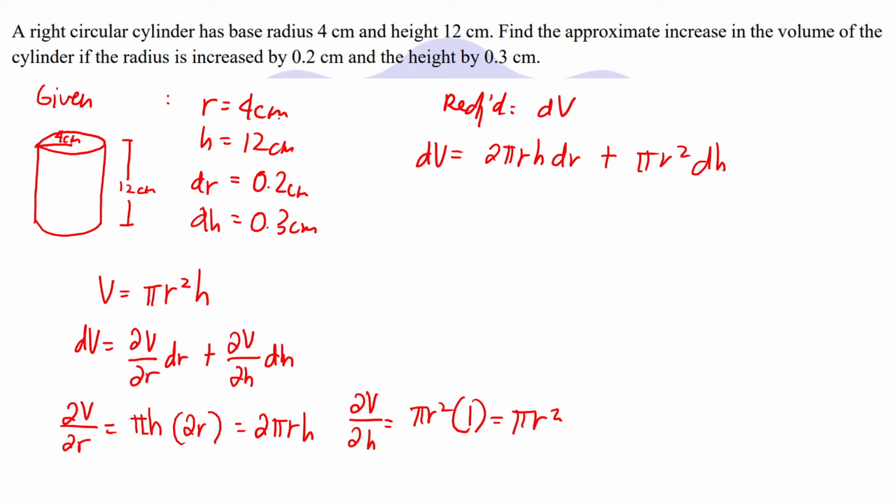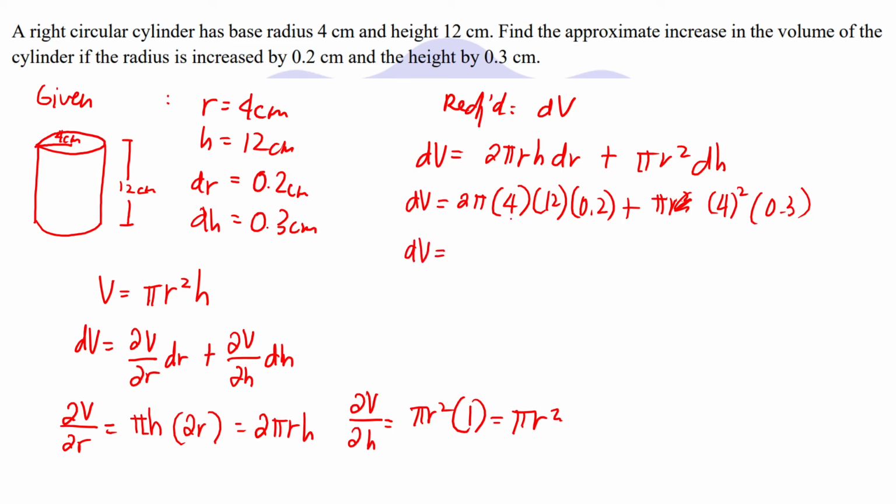So you have r, you have h, you have dr. You can now solve for dV. dV would be equal to 2 pi, r is 4, h is 12, dr is 0.2, plus pi r squared, where r is 4 squared, dh is 0.3. So dV will be equal to, okay, wait, let me calculate, just to be faster. But if ever there is something like this in the exam, the calculation will be manual again.